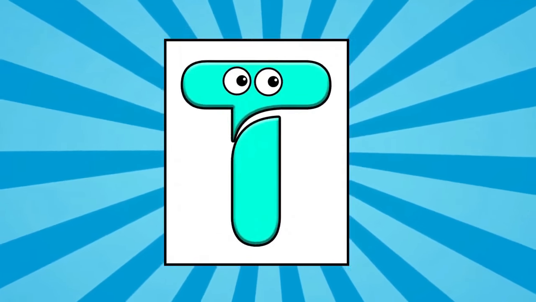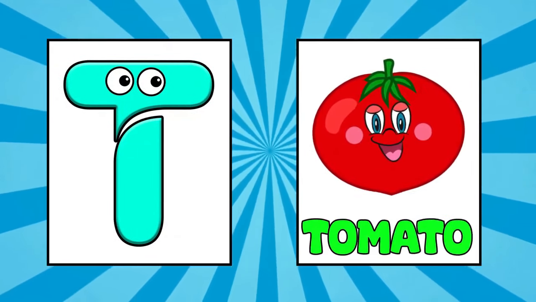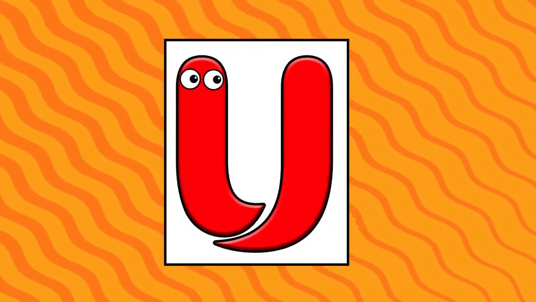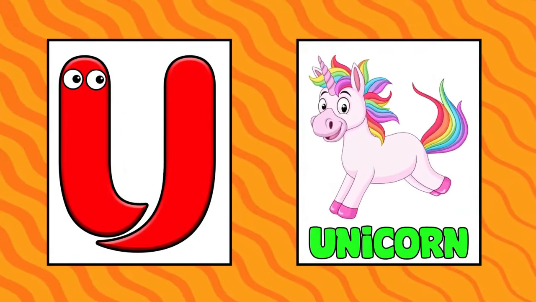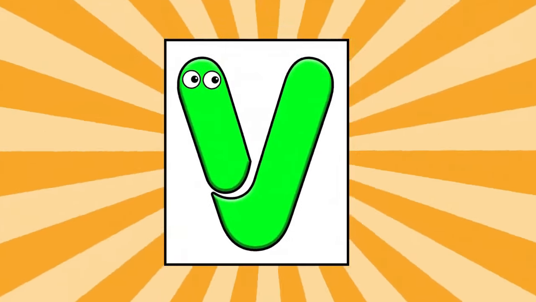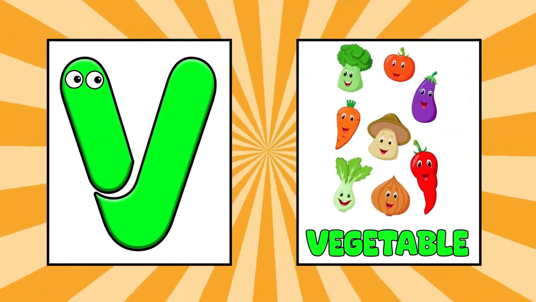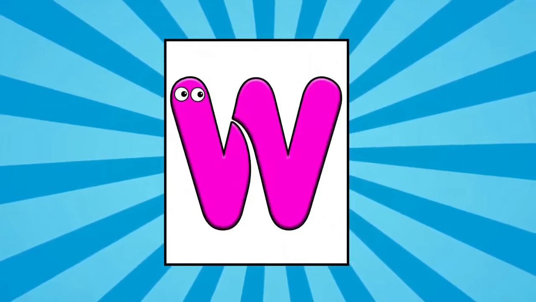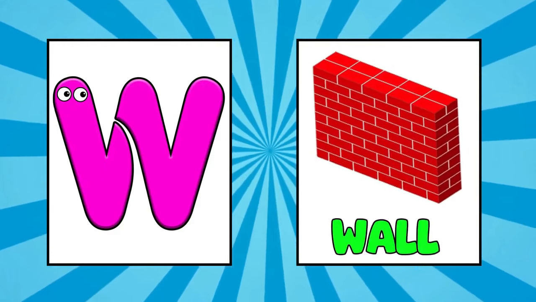T. T for tomato. U. U for unicorn. V. V for vegetable. W. W for ball.